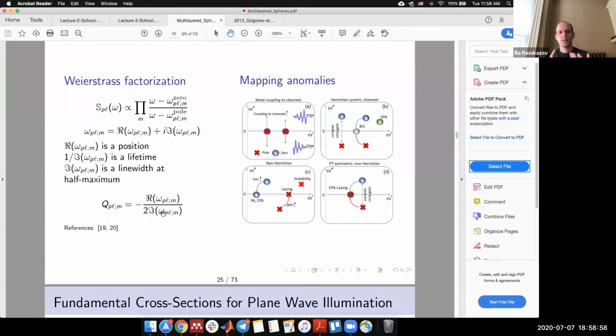And you don't calculate scattering, absorption, or anything. You just find the eigenfrequency. And then from this eigenfrequency, you can have a lot of information about the sphere.